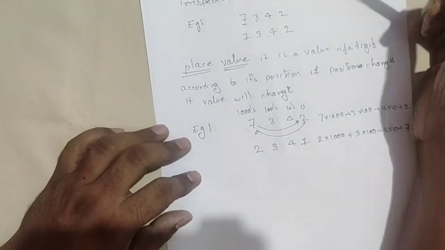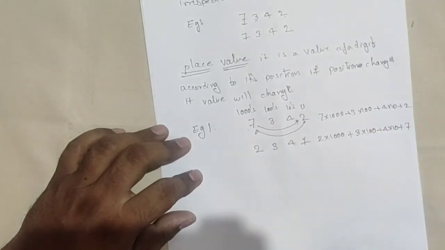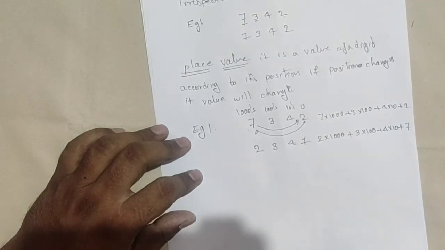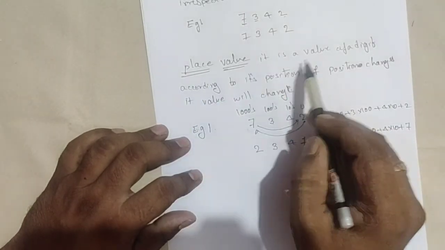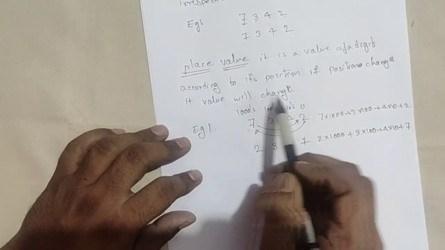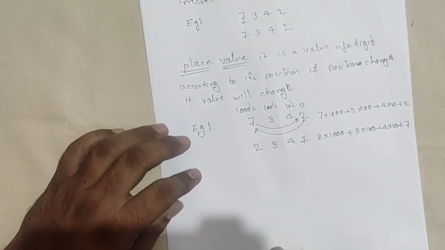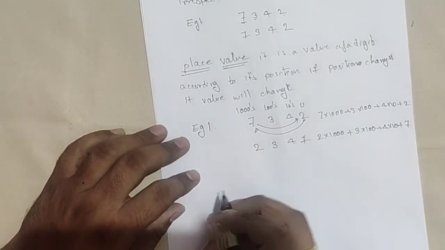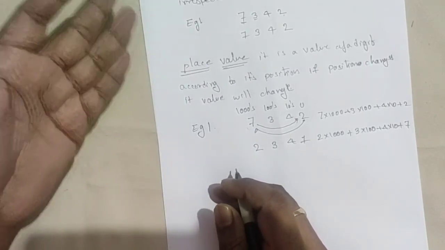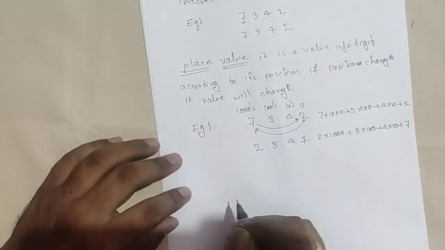When it comes to face value, irrespective of the place, it is the value of the digit itself. The place value means it is the value of a digit according to its position. If the position changes, its value will change. This is the way we differentiate the place value and the face value. Let's take one more example.